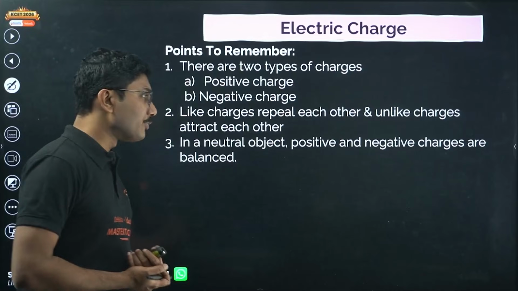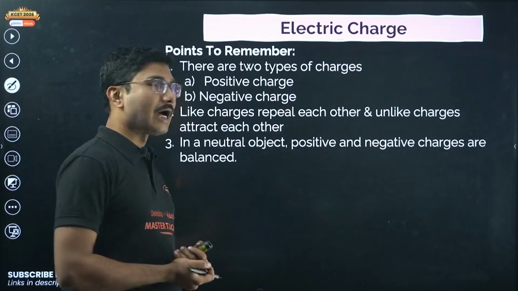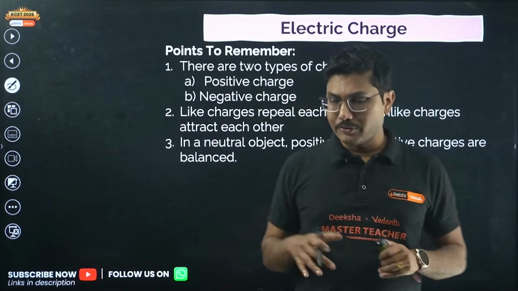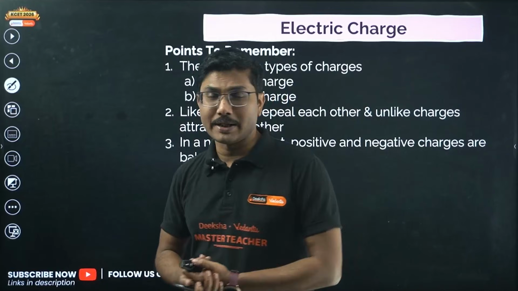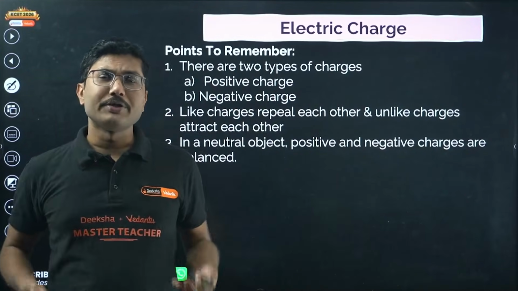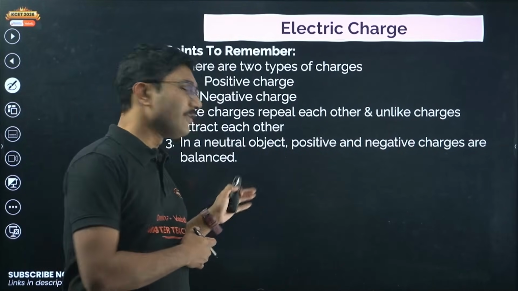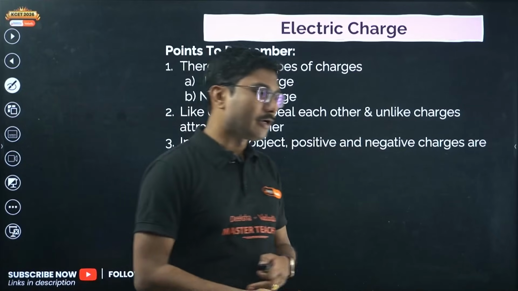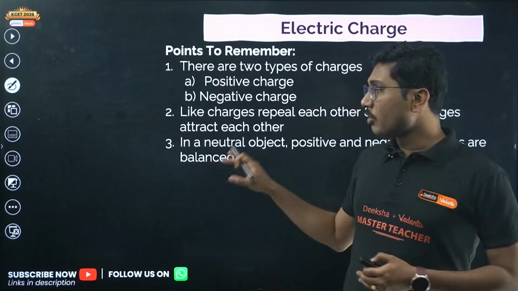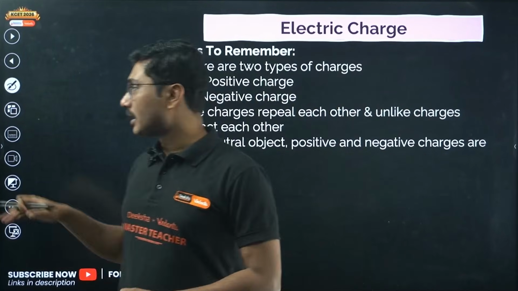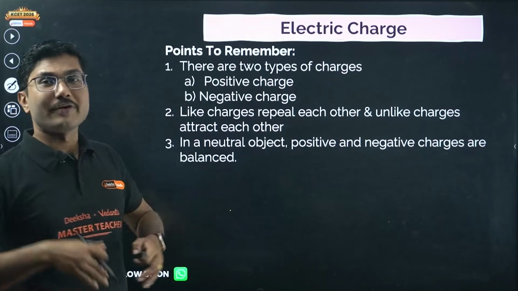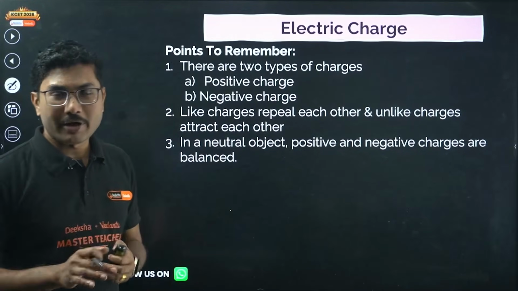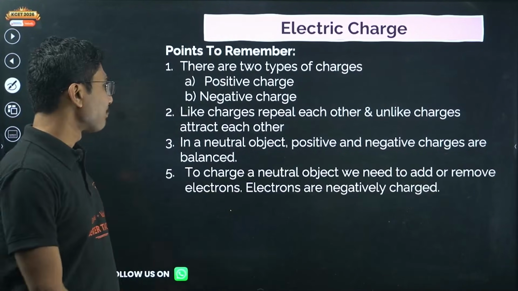In a neutral object, positive and negative charges are balanced, so they are equal. If I ask for one example of a neutral object, a neutral object is you, me, this TV. They are all neutral objects because they do not have any excess charge. Otherwise, if you touched them, you would get electrocuted. That means they do not have any excess charge.